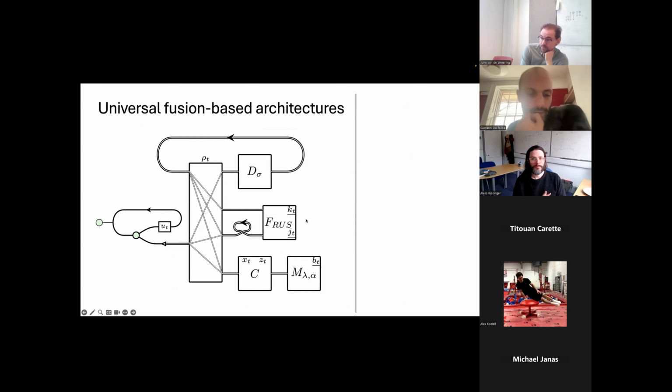Okay, so now we have all the ingredients and we can plug them together to look at an example of a universal architecture based on these fusion measurements. So in this architecture, you can see this is a very simple architecture which is universal. I don't think it is fault tolerant because it might keep photons in delay lines for very long. But in general, it gives a nice picture of the computation.